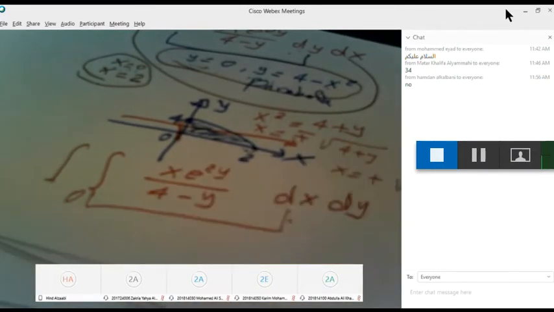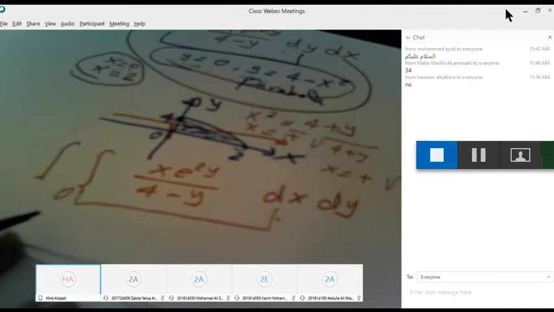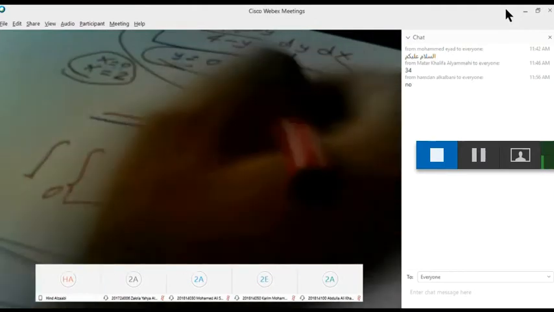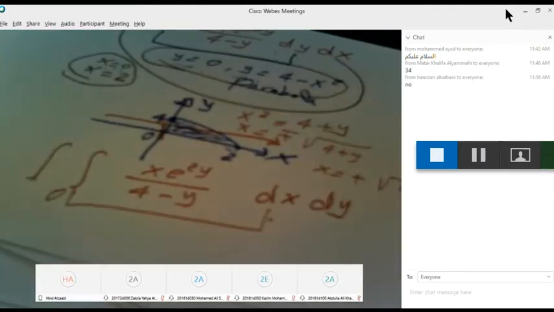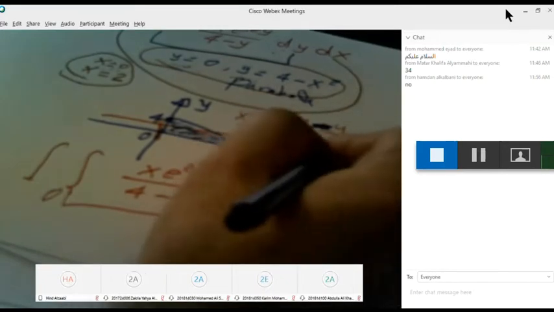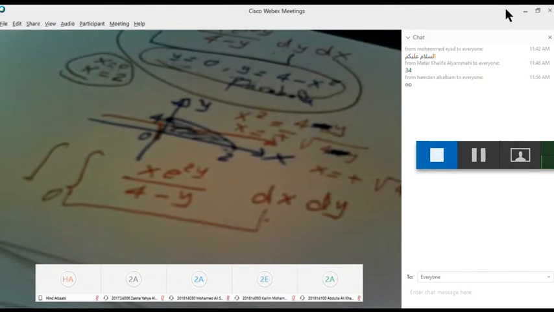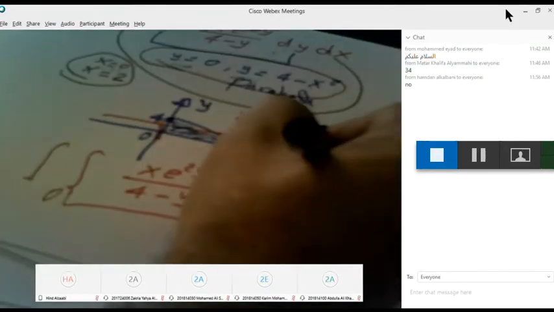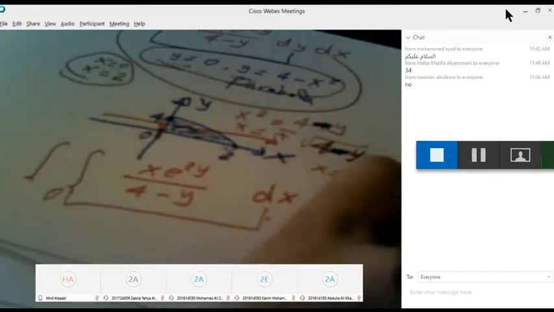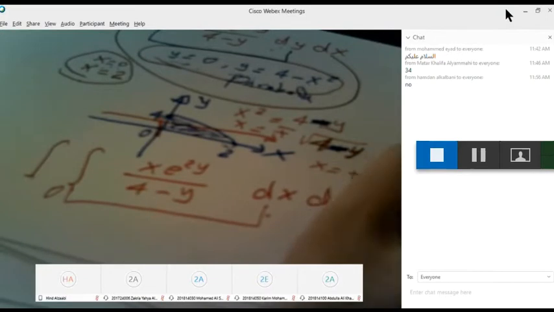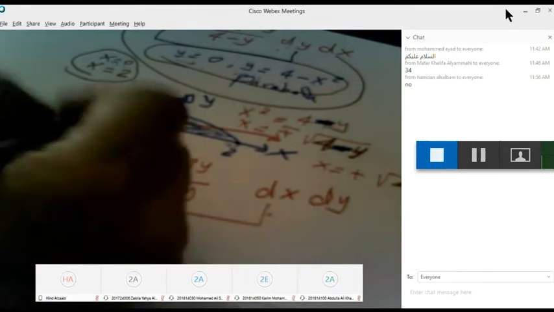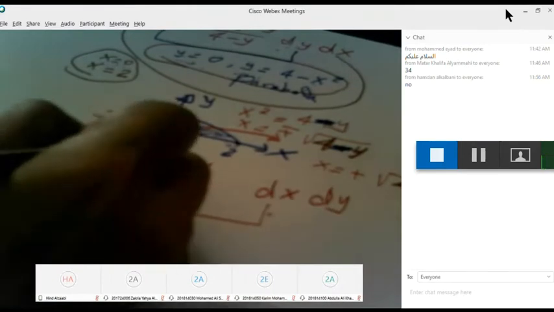Doctor, it's x square equal 4 minus y. Yes, I said 4 minus y, so this is why I'm going to correct it. Okay, don't worry, I'll correct it. Good. Don't worry about it. Yes, x from 0 to root square of 4 minus y.